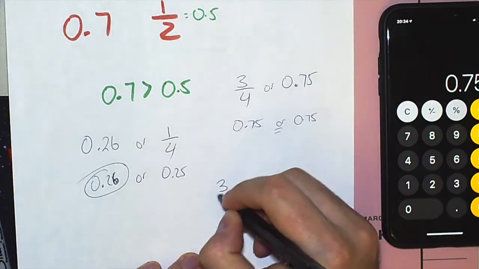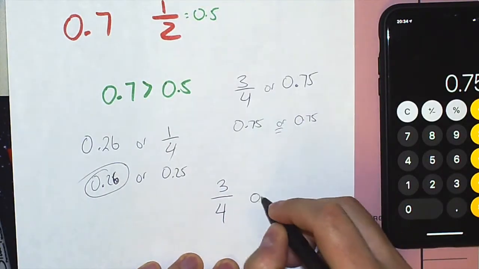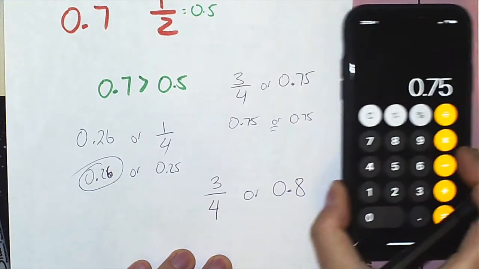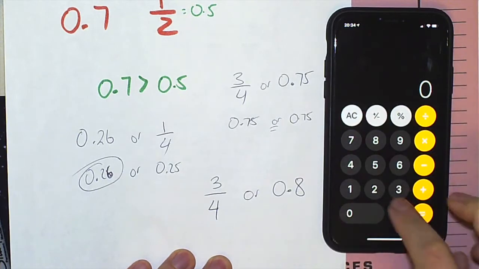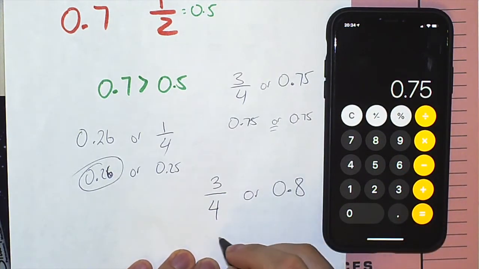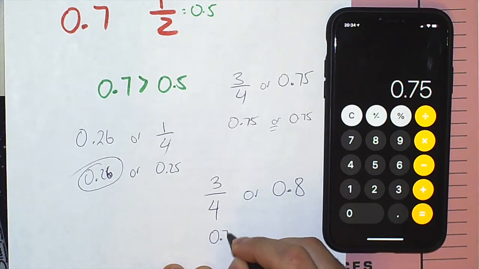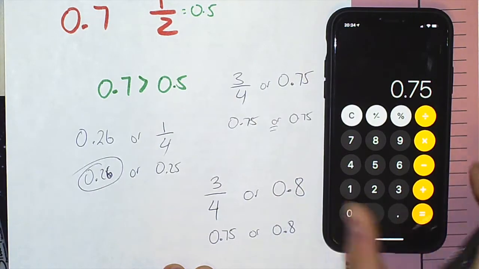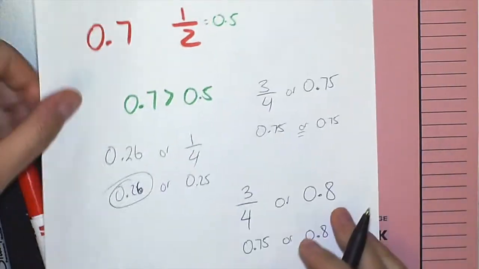Let's go back to 3/4 because we like it so much, or 0.8. Which is larger? Well, I'll do this again, even though I just did it. 3 divided by 4 equals 0.75. 0.75 or 0.8. Which is the larger fraction?